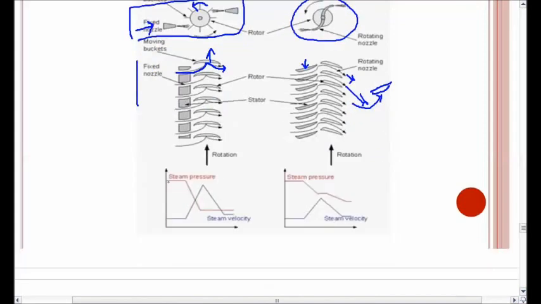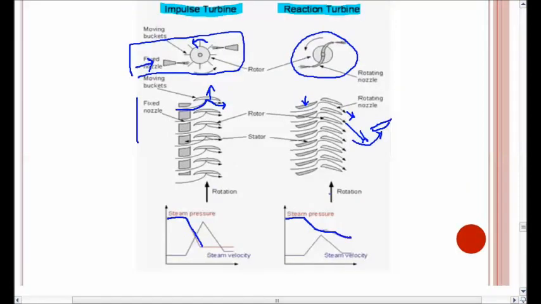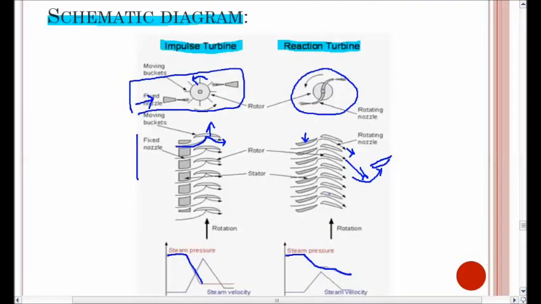Here in the pressure and velocity curve we can see the sudden decrease in pressure, but in a reaction turbine the pressure is retained throughout the turbine, which helps in increasing the efficiency of the mechanism. So thus a reaction turbine is more preferred than an impulse turbine.